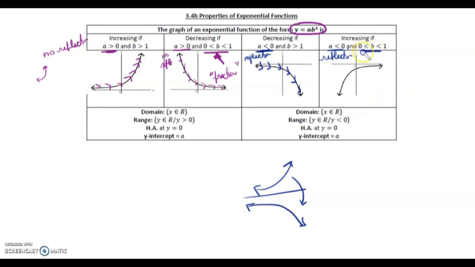Okay, and our b value here, if we're talking about, quote unquote, a fraction, we usually have a function that looks like this. Now it's going to reflect over the x-axis, so it's going to look like this. So if we read it left to right, this is actually increasing.